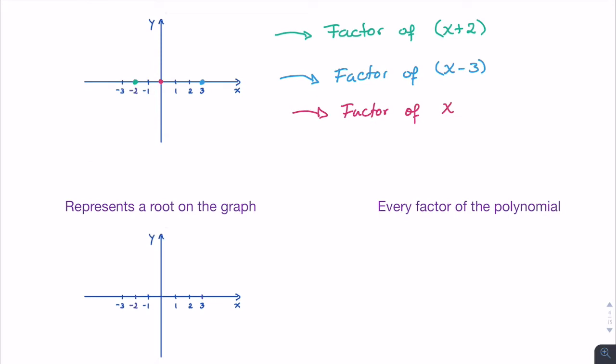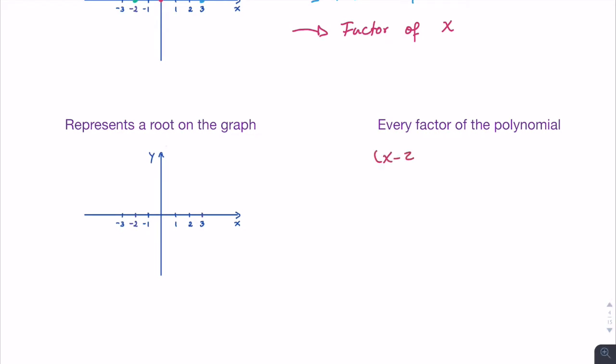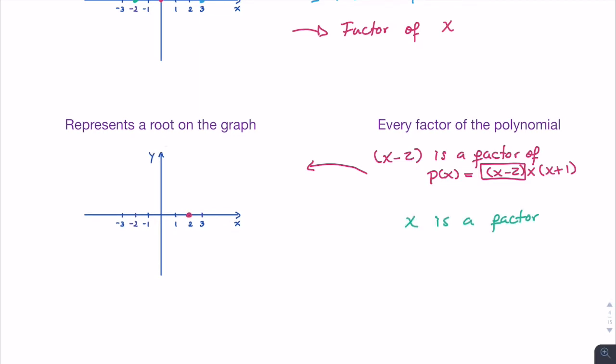And inversely, every factor of a polynomial represents a root on the graph. If, say, x minus 2 is a factor of the polynomial p of x, that is, the polynomial looks like x minus 2 multiplied by any other factors, like x plus 1, whatever. If x minus 2 is a factor of our polynomial, then the root of x minus 2 is 2, and that is a root of my polynomial. If x is a factor, then 0 is a root of the polynomial. So factors correspond to x values where the graph touches or crosses the x-axis.